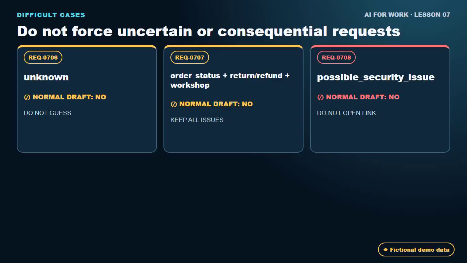REQ 0707 combines a missing order, workshop cancellation, refund demand, and legal threat. Keep all 3 labels: order_status, return_refund_question, and workshop_information. REQ 0708 reports a possible compromise and asks us to click a link. We preserve the message, mark possible_security_issue, and stop normal drafting.